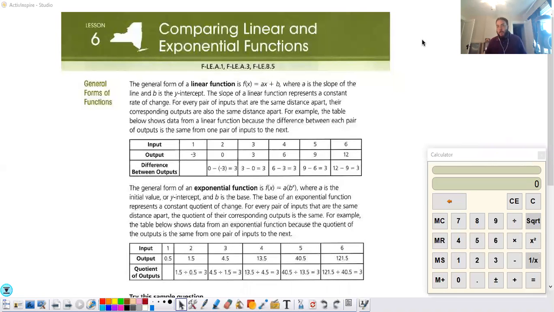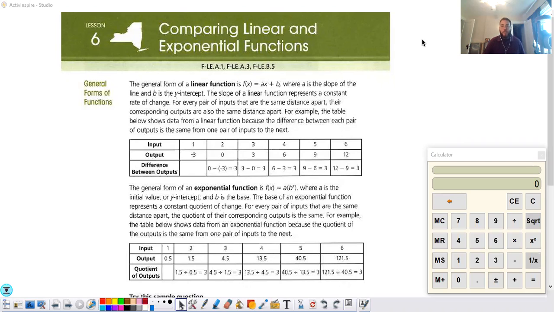All right, so here we go, taking a look at lesson 6, which is comparing linear and exponential functions. This is the stuff that we were doing right before schools were kind of closed here. So some of it should be a little bit more familiar than maybe some of the other lessons that we've done. The first two things we're going to look at are the general forms of functions.